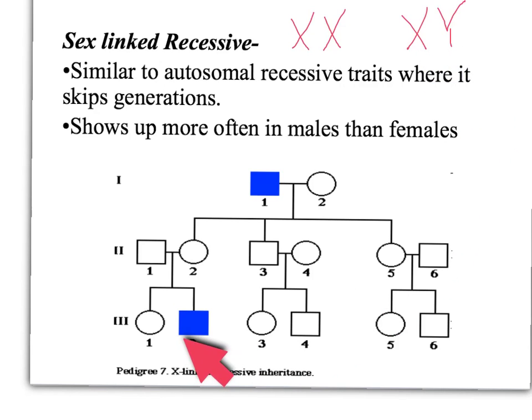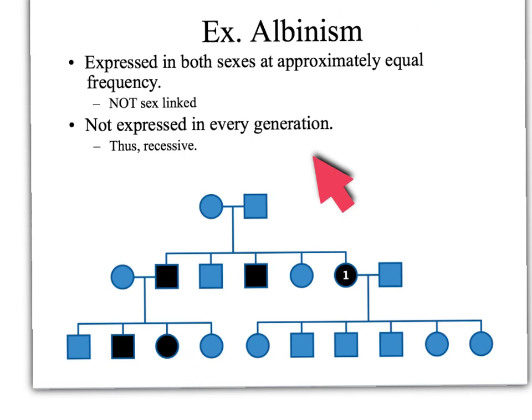So here we have, the first thing really to do is to count. Do we have way more males? And by way more, I mean not a lot. Not 3 males and 1 female is not enough. But if you have an overwhelmingly large number of males, it will be sex-linked recessive. Okay, we're going to look at an example.